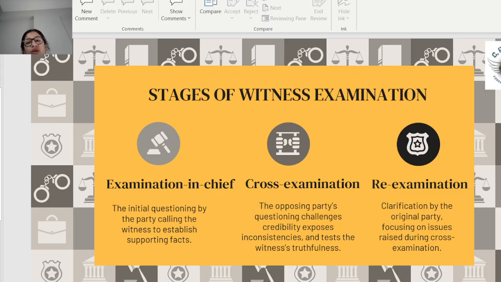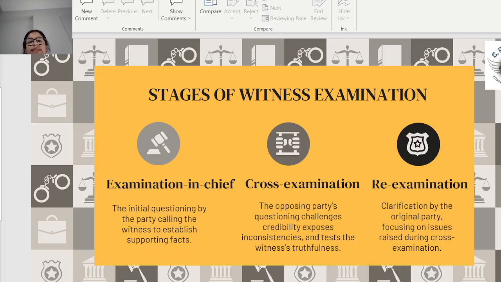The party that calls the witness examines him. For example, if I am the prosecution, I have called somebody to give us evidence or a testimony. If I have called him and I am questioning the same person, it is called examination in chief. So basically, the party that calls the witness examines him. This examination in chief is given in Section 137 of the Indian Evidence Act. The initial questioning, this is the first type of questioning, is done by the party who is calling the witness in order to establish some supporting facts. Is it clear till now?